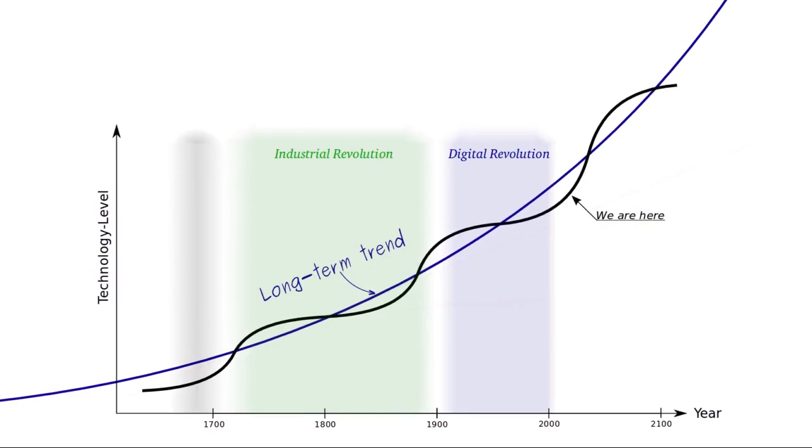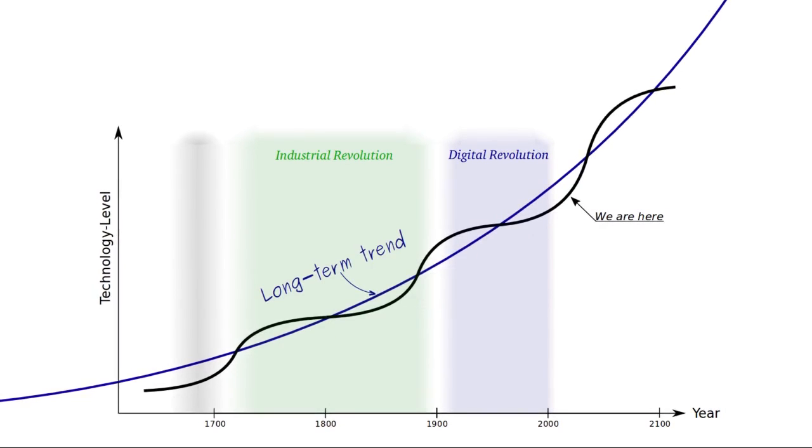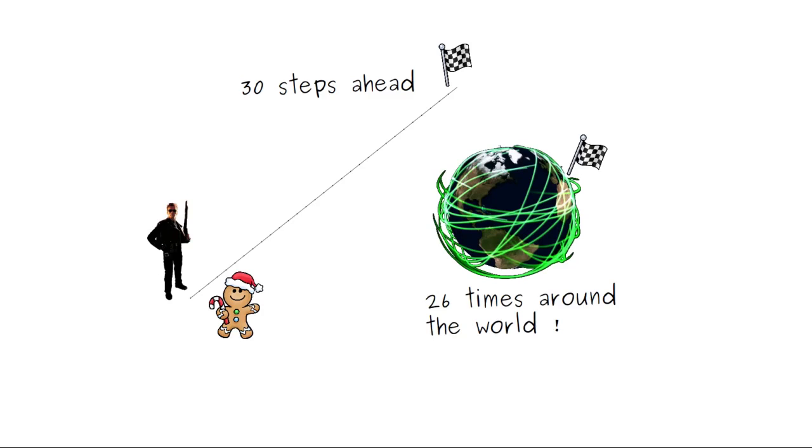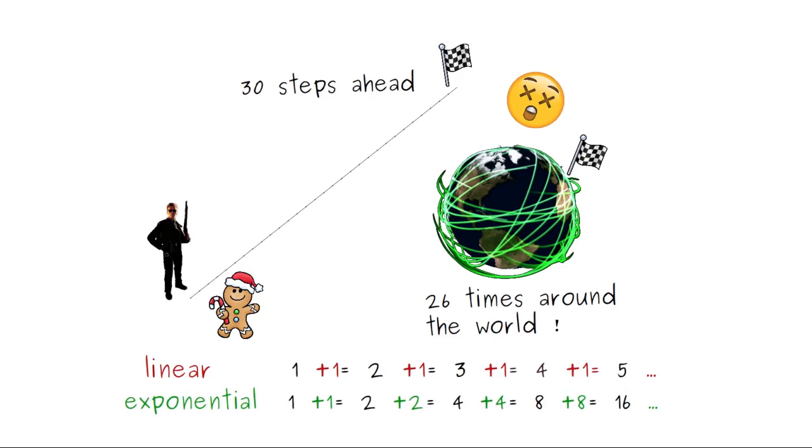To understand the difference between a linear and exponential development, let's have a look at the gingerbread man and the Terminator. If they would make 30 linear steps forward, they would end up, not surprisingly, 30 steps ahead. But if they instead would make 30 exponential steps forward, they would have walked around the whole globe 26 times. So the difference is that each linear step has the same increment, which makes the pace of change constant, while each exponential step doubles the size of the step before. So after our 30 steps here, this is the final ratio of linear to exponential steps.